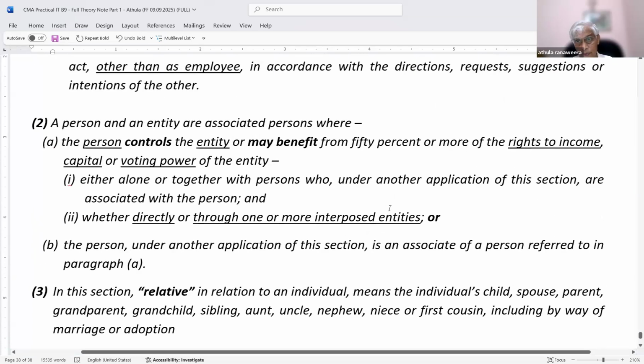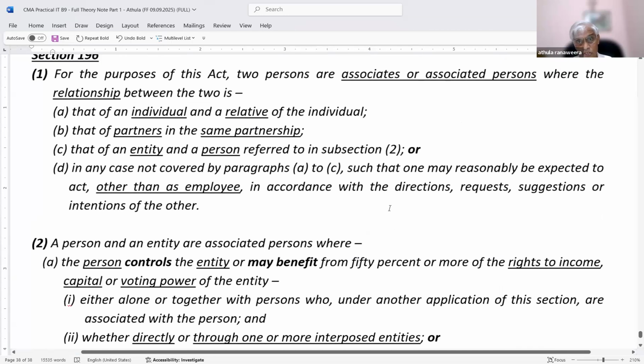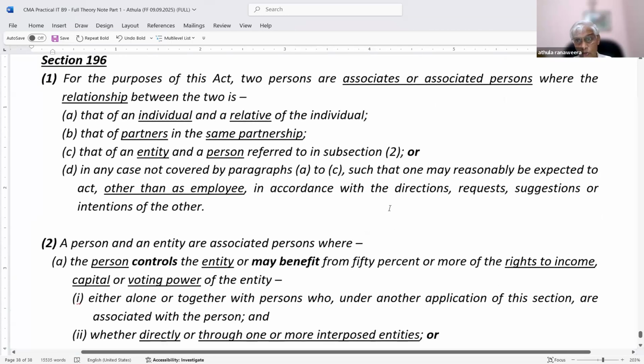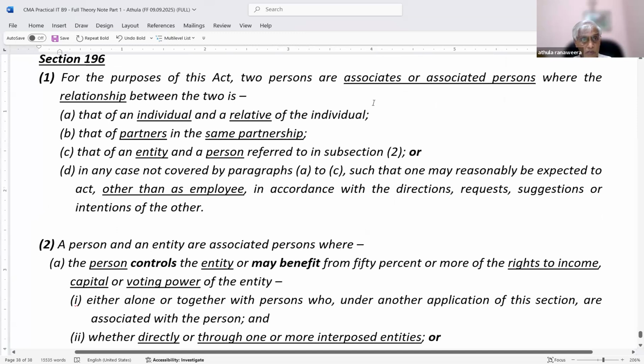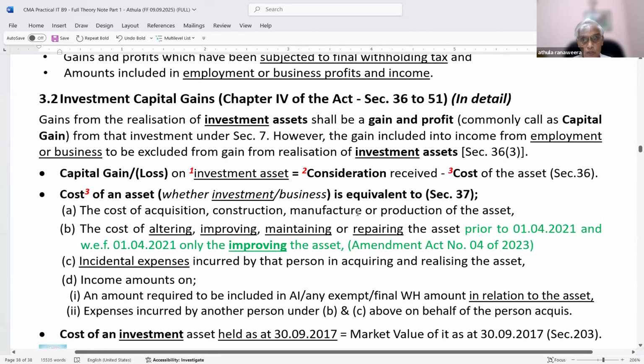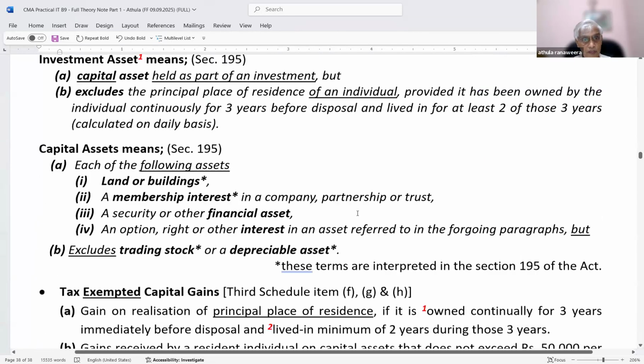Now, for each case, when you are applying this, you have to apply it very carefully, because it is so complicated. Therefore, you have to apply it case by case. Now I'll move to the original note.